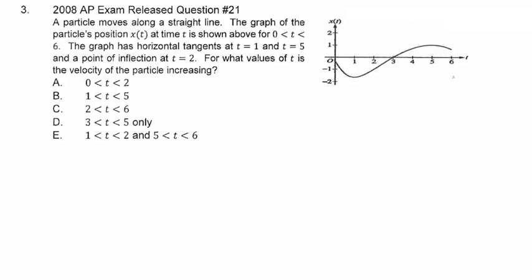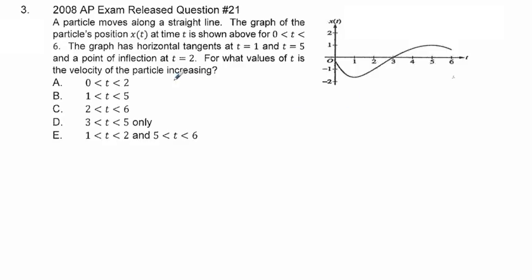Next, problem 3. A particle moves along a straight line. The graph of the particle's position x of t at time t is shown for t between 0 and 6. The graph has horizontal tangents at t equals 1 and t equals 5, and a point of inflection at t equals 2. For what value of t is the velocity of the particle increasing?